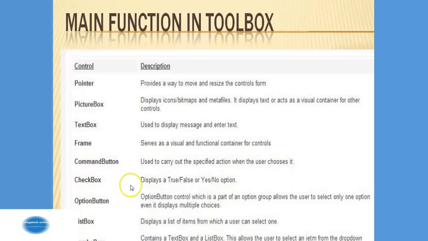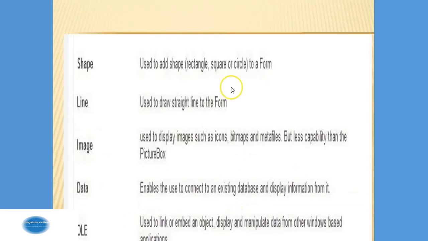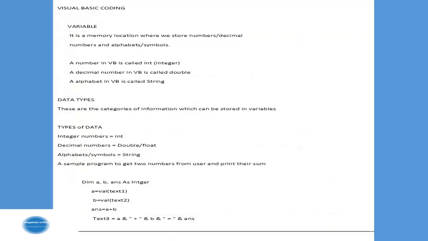Right now we are not using it, but you know what a checkbox is: check and uncheck. The option button has an option choice A, B, C or D, and the list box, which we would be using. Shape is used to draw a shape, rectangle and all those kind of things. Line is used for a line, image for an image, data is for connecting the database, and OLE is for embedding some other software into Visual Basic. These are some higher uses of Visual Basic.